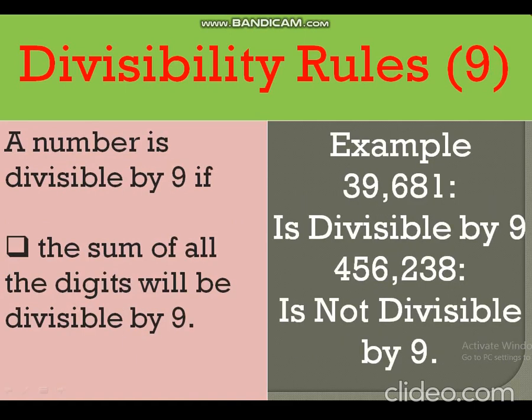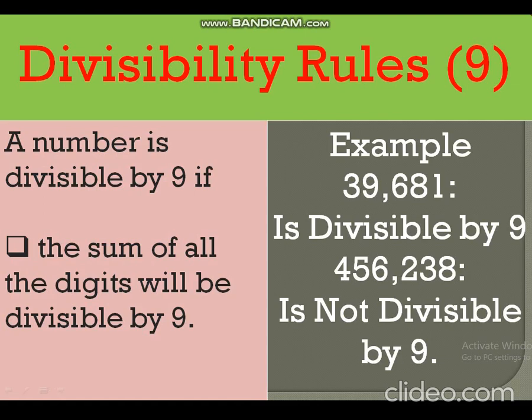Divisibility by 9. The rule is, if the sum of all the digits of a number is divisible by 9, the number is also divisible by 9. Oh, this is similar to the divisibility rule of 3. Now, let us take an example. 39,681 is my number. Sum of digits is 3 plus 9 plus 6 plus 8 plus 1 is equal to 27, which is divisible by 9. Hence, the number is also divisible by 9.